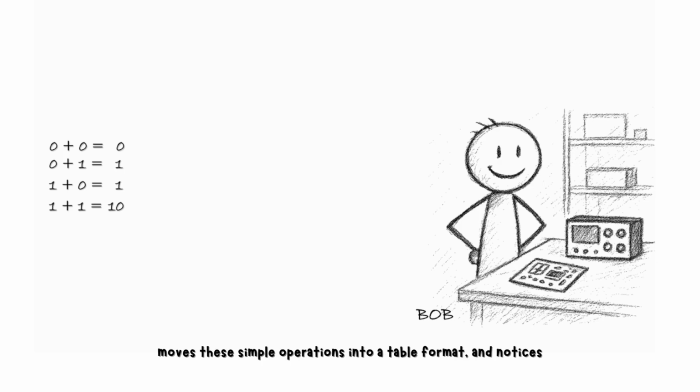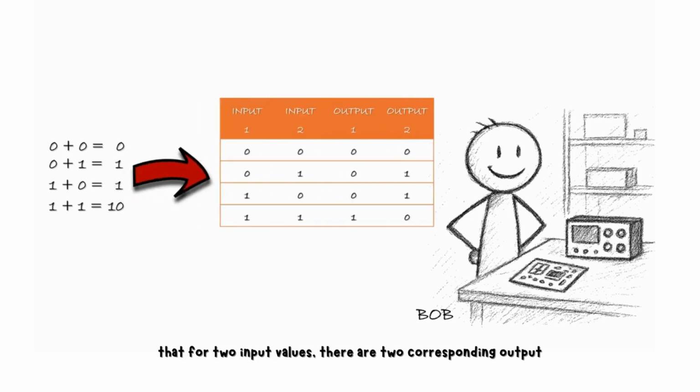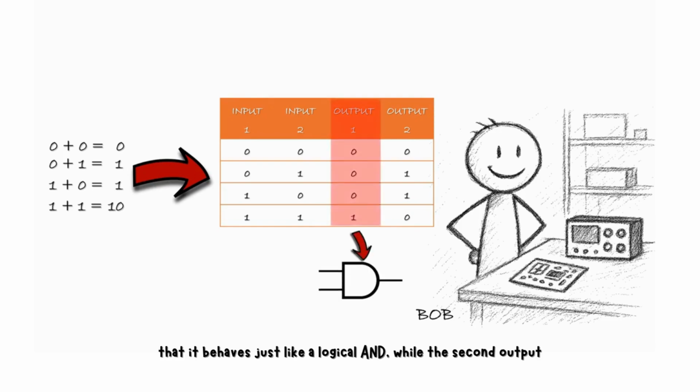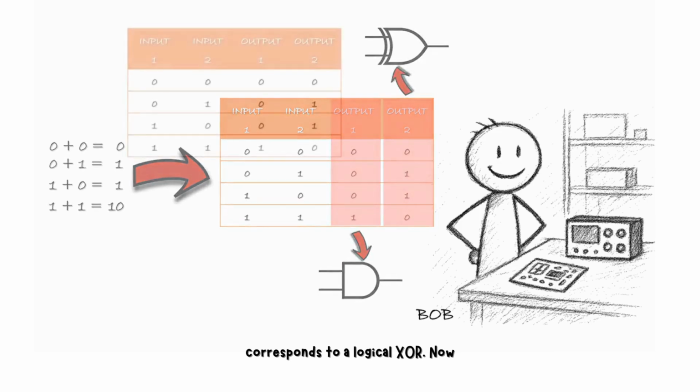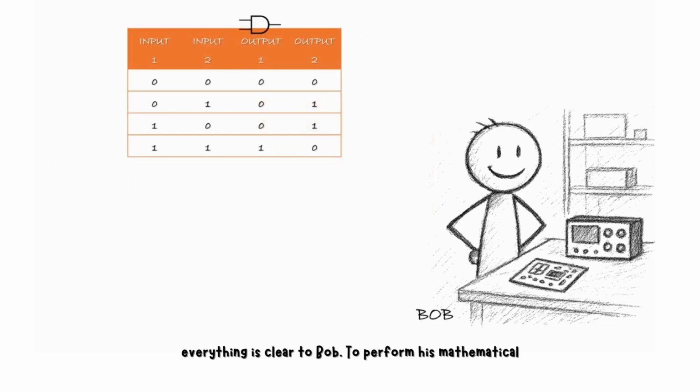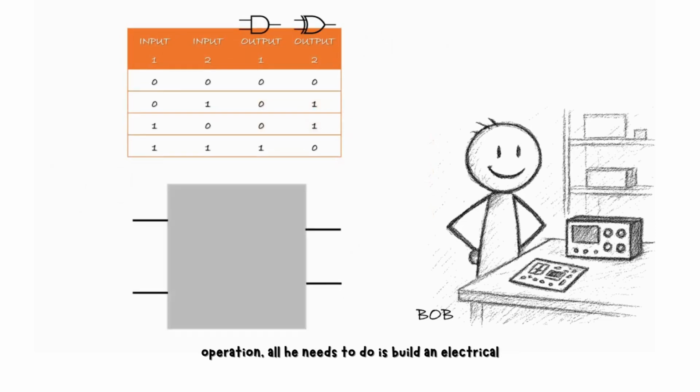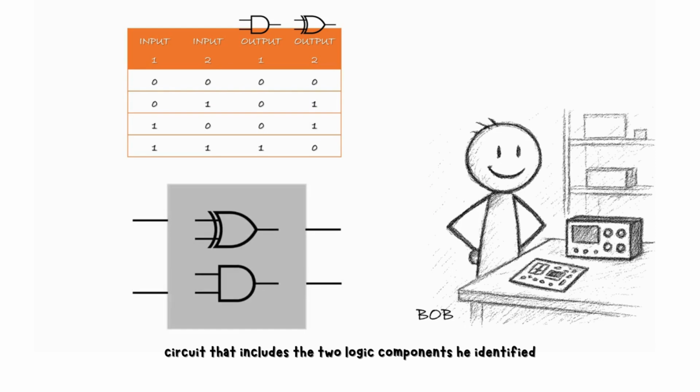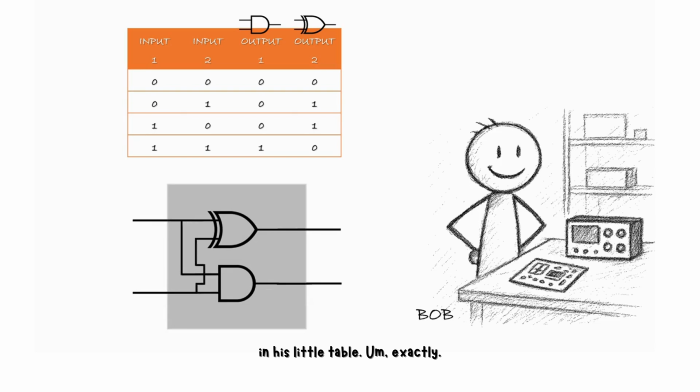Bob moves these simple operations into a table format and notices that for two input values, there are two corresponding output values. Focusing on the first output, he sees that it behaves just like a logical AND, while the second output corresponds to a logical XOR. Now everything is clear to Bob. To perform his mathematical operation, all he needs to do is build an electrical circuit that includes the two logic components he identified in his little table.